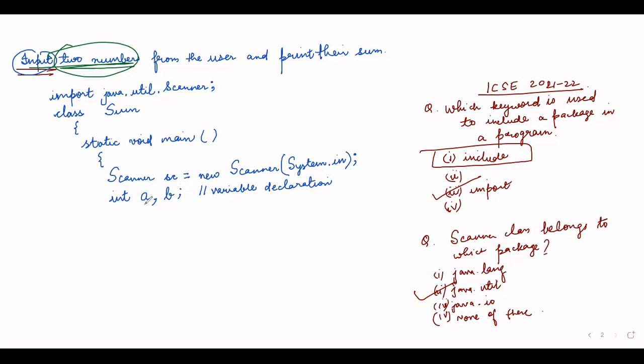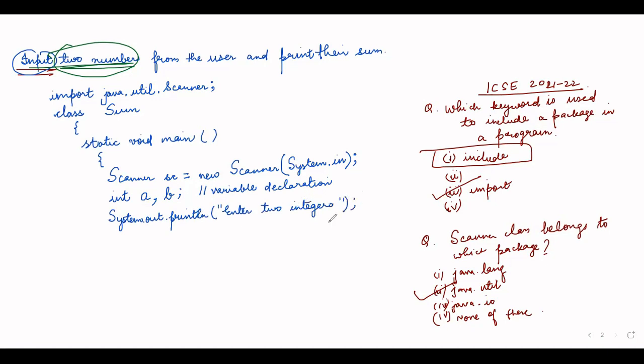Now we have to display a message to the user that you input two numbers. So how will I display that message to the user? How do you print any message on the output screen? Using which statement? System.out.println. So System.out.println, and then I will write whatever I want to display to the user. So let me write: Enter two integers.